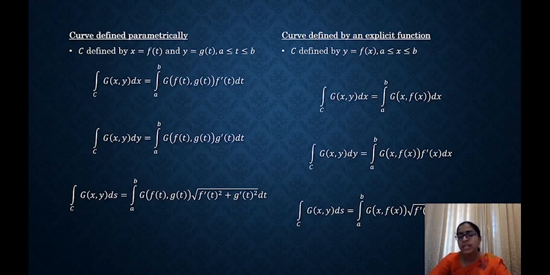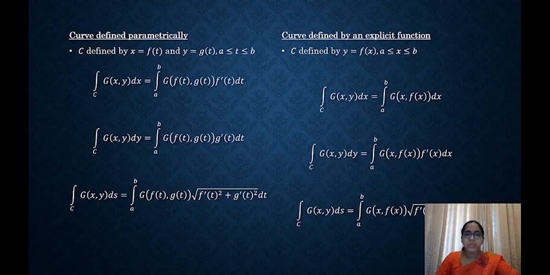And similarly we can find the integral with respect to arc length. Integral over c g of x comma y ds will be equal to integral a to b g of x comma f of x into root of f dash of x square plus 1 into dx. Here it is t, but it is x. So this is how we will find the integral of a function along the curve when the curve is defined by any explicit function. So I hope that concept is clear for you guys.